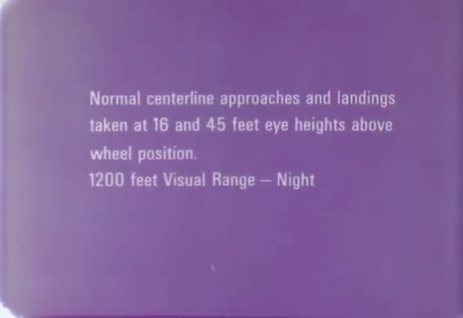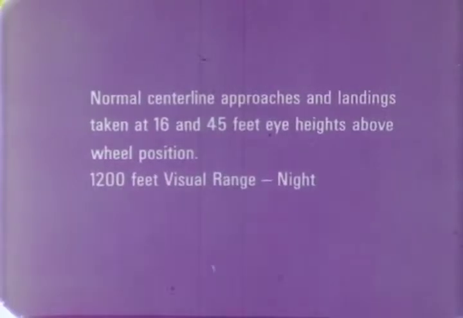Normal centerline approaches and landings taken at 16 and 45 feet eye heights above wheel position, 1,200 feet visual range, night. This approach is for an eye height of 16 feet above the wheels. Notice you will see the approach lights slightly before reaching the 1,000-foot bar. 1,000-foot bar, 500-foot bar, threshold, touchdown zone.